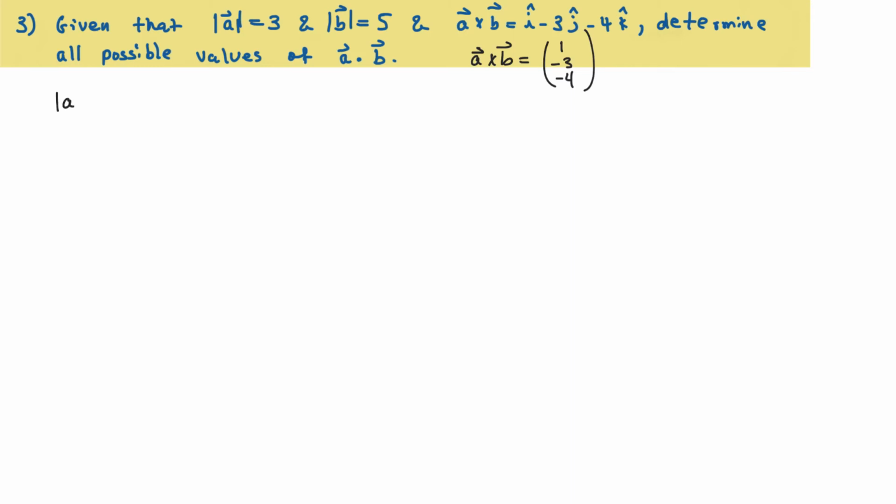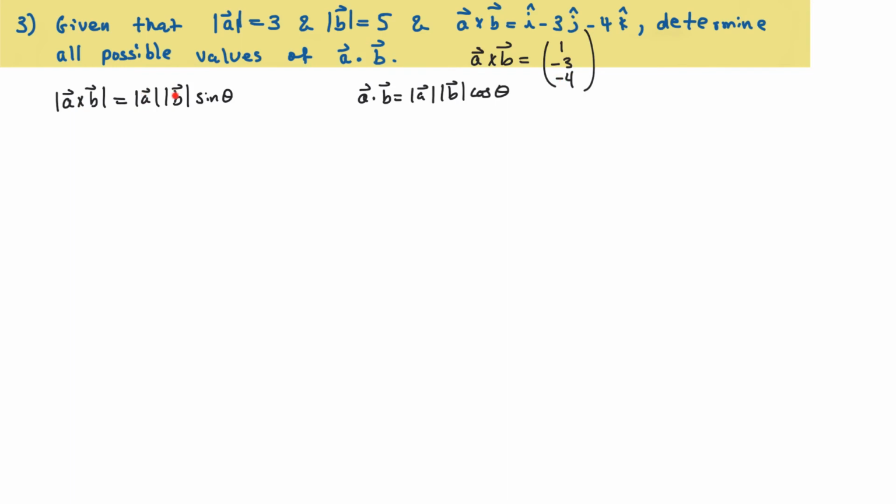One is that the magnitude of the cross product of vectors A and B is equal to the magnitude of A times the magnitude of B times the sine of theta, and that the dot product between A and B is equal to the magnitude of A times the magnitude of B times the cosine of theta. From these two equations, you can see that the magnitude of the cross product of A and B, we can find through the components here. So we'll do that first.